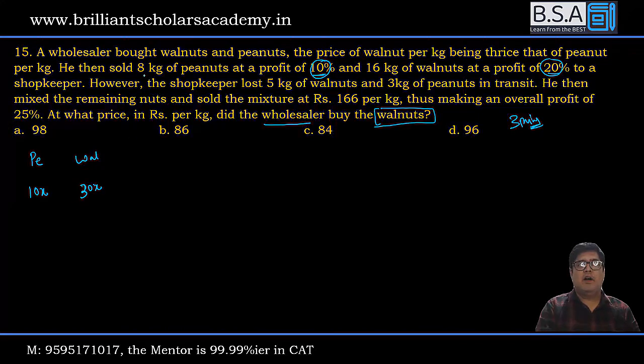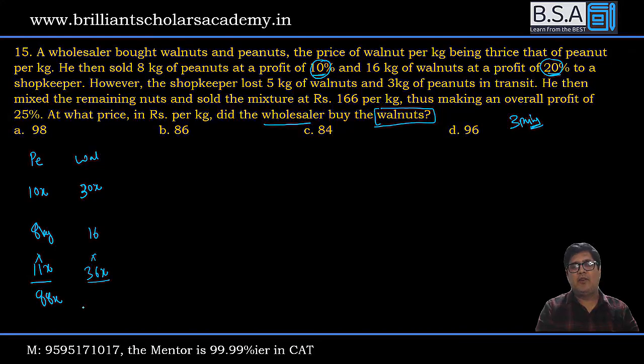Now, how many kilograms are being sold? 8 kilograms. At how much profit? 10% profit. What is 10% of 10 rupees? 1 rupee. So they have been sold at 11x. So 88x has been the expenditure for whom? Expenditure for the retailer. 16 kilograms of walnuts. Simply step by step, go slow, no hurry. 20% profit. What is 20% of 30? 6 rupees. So 36x is the price given to the retailer.